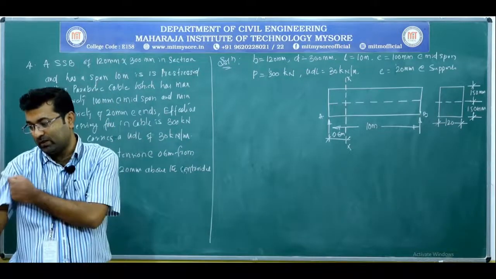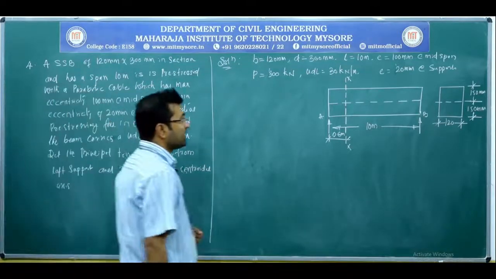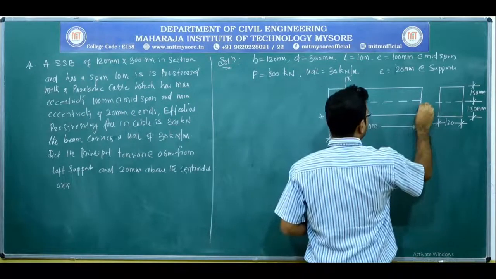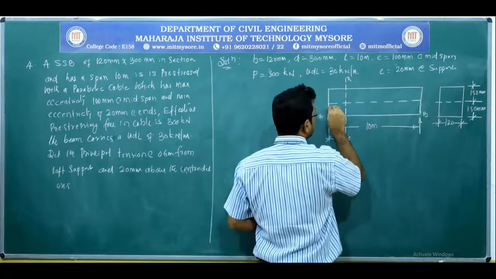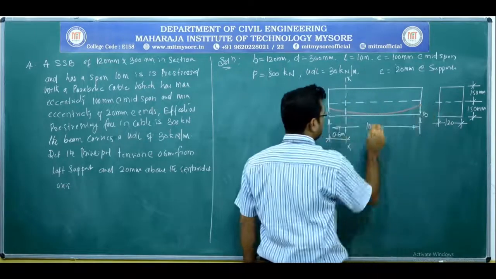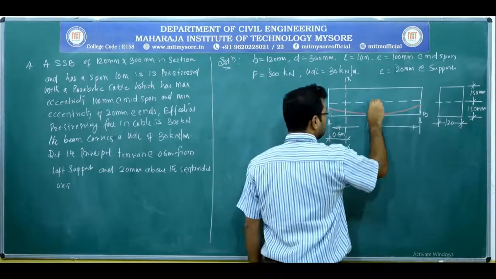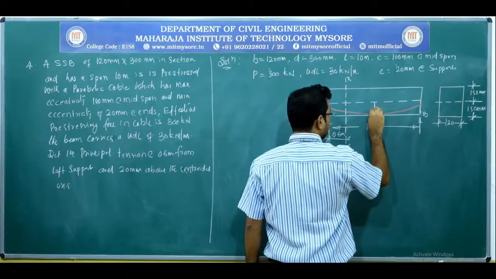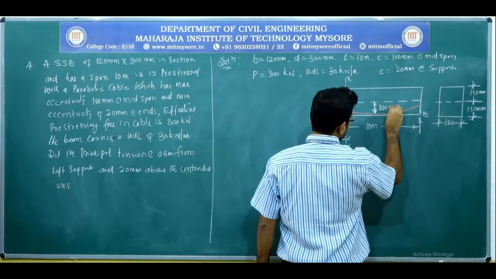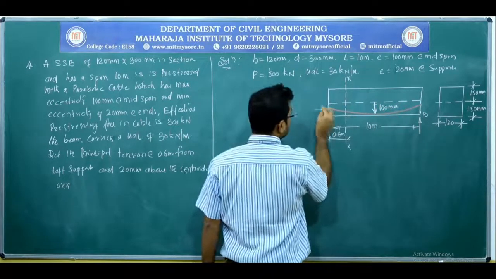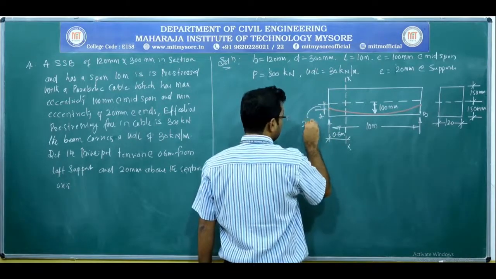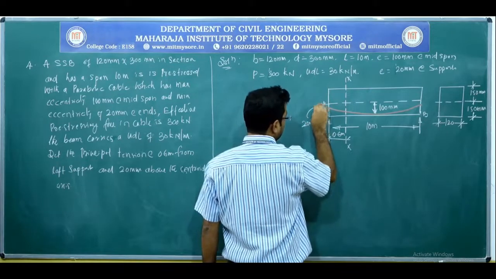And even they have given what is the profile of the cable. Profile of the cable is parabolic with some eccentricity. So the eccentricity of the cable at the ends is about 20 millimeter, and at the center it is about 100. So here this eccentricity with respect to the neutral axis or with respect to center is 100 millimeter, and thus at the end here the eccentricity is about 20 millimeter.